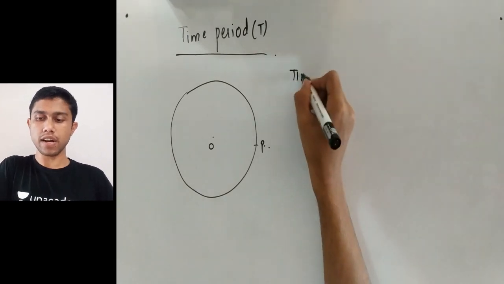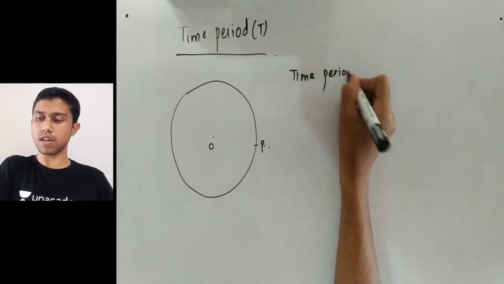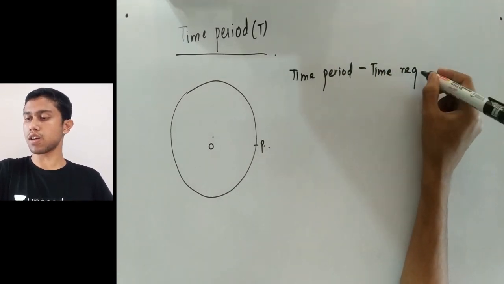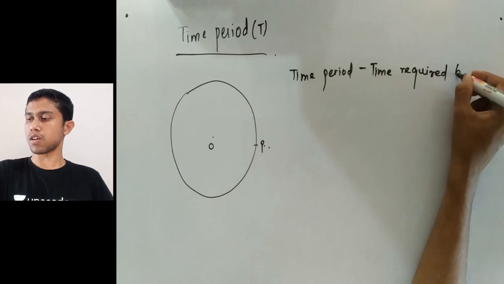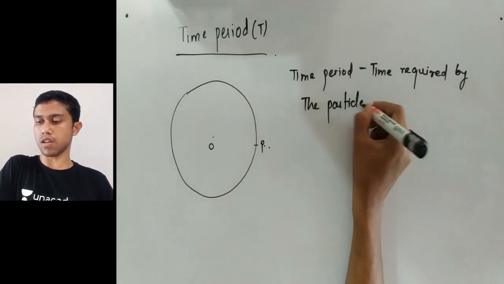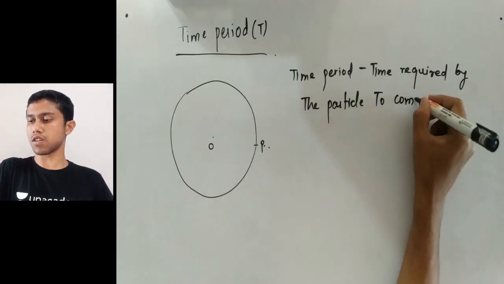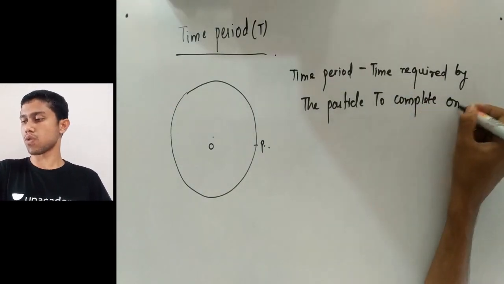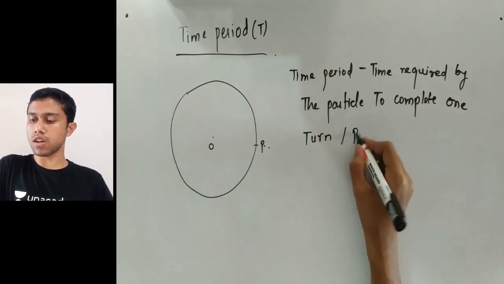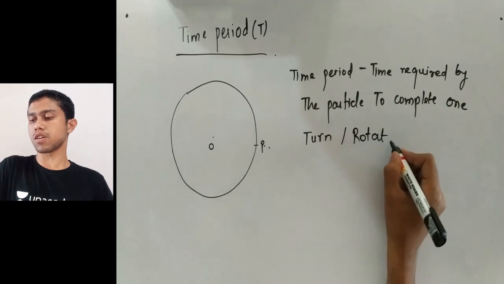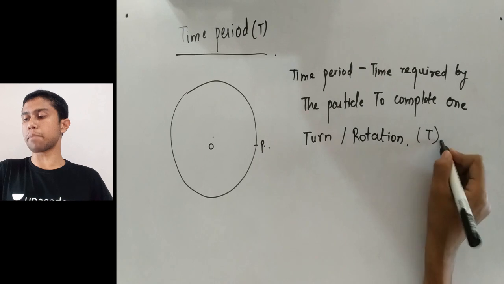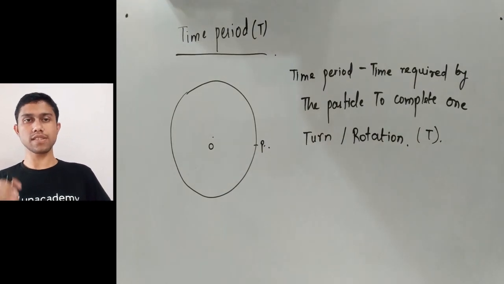So what is time period? Time period is the time required by the particle to complete one turn or rotation. So this is simply the time period and it is denoted by a capital T. Okay, so this is time period.